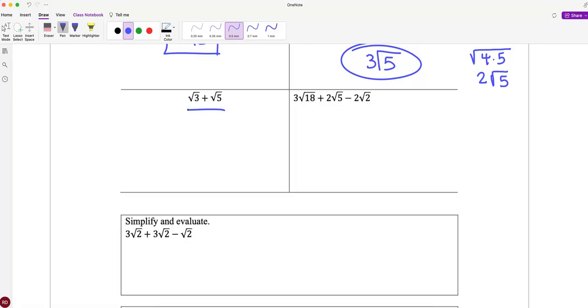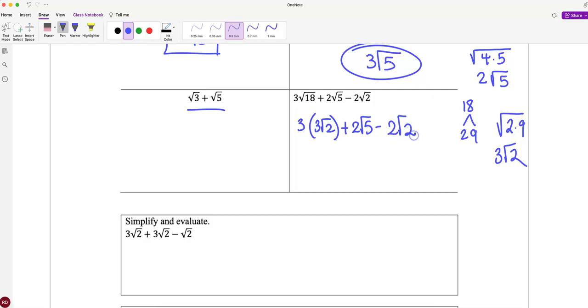Look at this one, the square root of 18. Remember, 18 is what, 2 times 9? So the square root of 2 times 9 is going to be 3 root 2. So I'm going to have 3 times 3 root 2 plus 2 root 5 minus 2 root 2. So this is 9 root 2 plus 2 root 5 minus 2 root 2. The like terms are the square root of 2's. So final answer here is 7 square root of 2 plus 2 square root of 5.